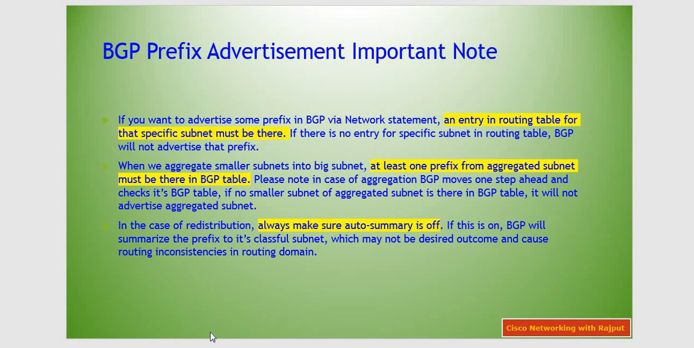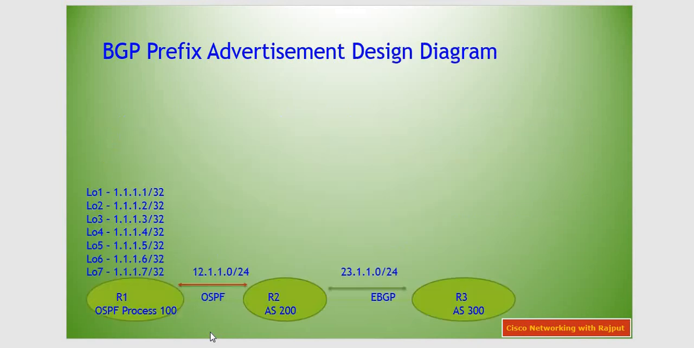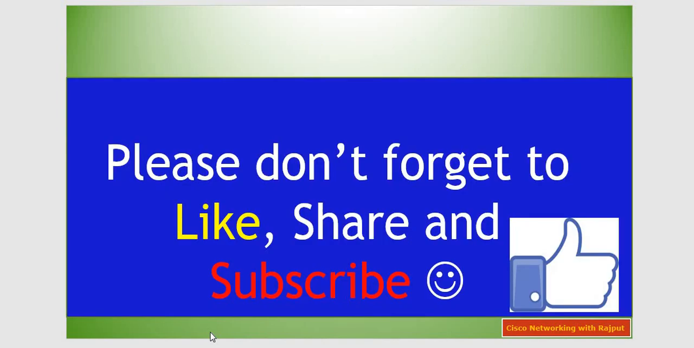Another one is whenever we are aggregating smaller subnets into one bigger, then at least one entry of that aggregate subnet must be there in the BGP table. If that's not there, BGP will not advertise the aggregated subnet. And the last one, in the case of redistribution, always make sure auto summary is not on in BGP. If that's the case, you might face some abnormal routing behavior. So that's all about BGP advertisement.